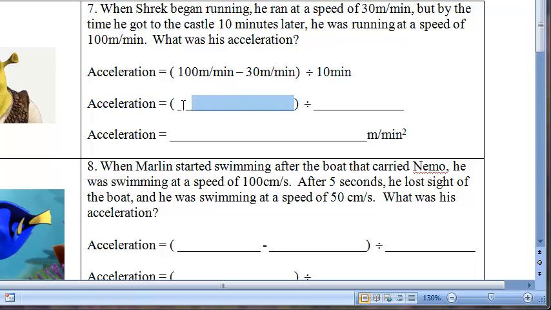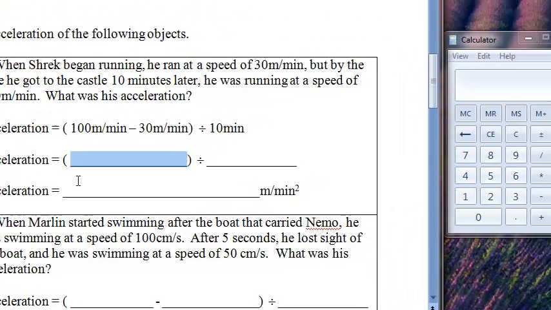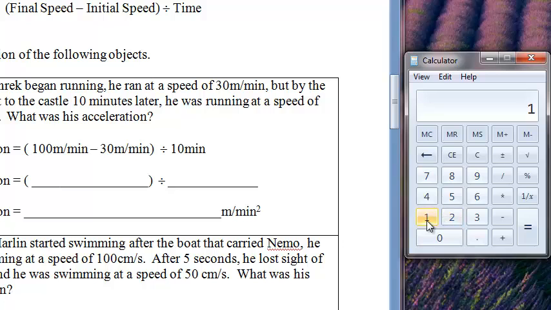We have to do what's in the parentheses first, according to order of operations that you've learned in math. So we do 100 minus 30. If you need to use a calculator, you can go ahead.